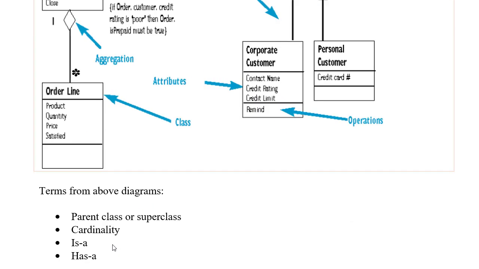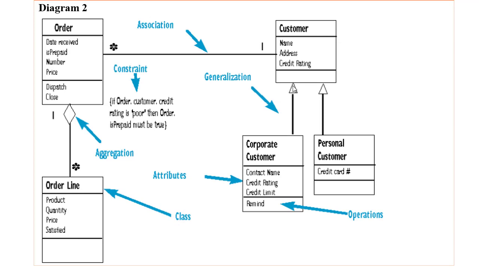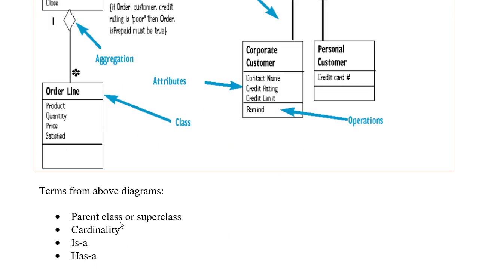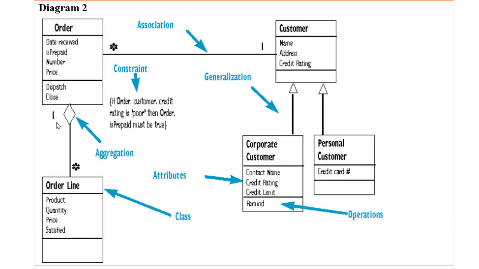The is-a relationship, can you determine what an is-a relationship is? And this is an is-a relationship. A corporate customer is a customer, and notice the triangle coming up here. A dividend stock is a stock. Triangle or arrow going to the parent class. And then the has-a relationship would be this diamond. So an order has one or more order lines. Its aggregation is a has-a relationship.